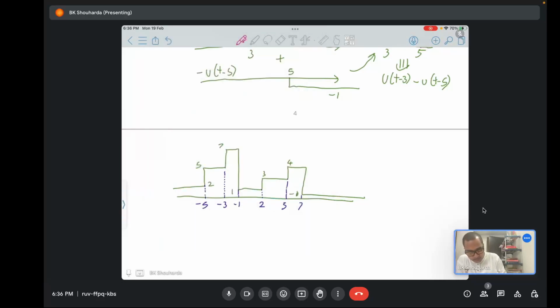Start moving from extreme minus infinity. Encountered the first discontinuity. Encountered where? Encountered at minus 5. And what is the change? I start from 2 and go up to 5.